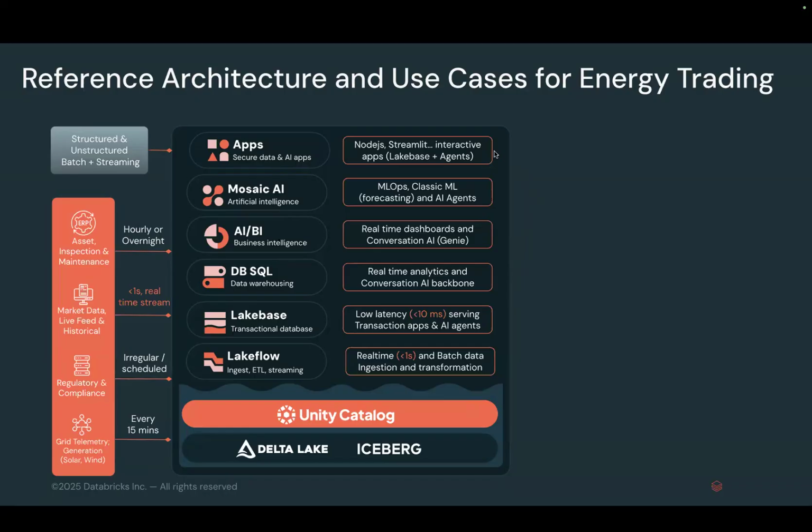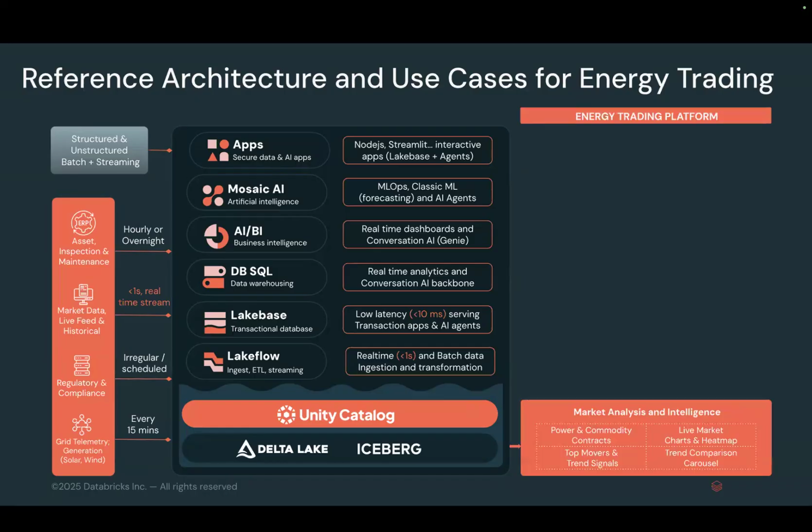So what can you do? You have all this data now. You could look at Databricks as a solution for your market analysis and intelligence, wherein it can give you real-time insights on the market data, power and commodities. It can also give you trends, like which commodities are getting influenced, which are highly volatile commodities like oil, gas, or maybe the future contracts. It can give a live market feed and also a trend comparison. So you would know how the news, for example, or the economic indicators are influencing the price of the commodity.